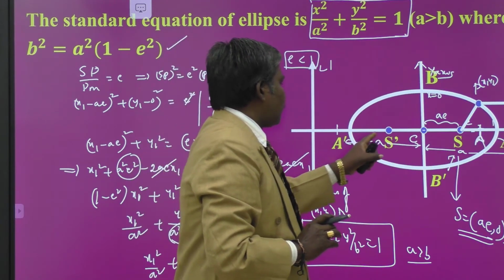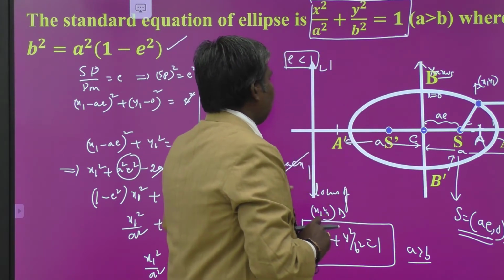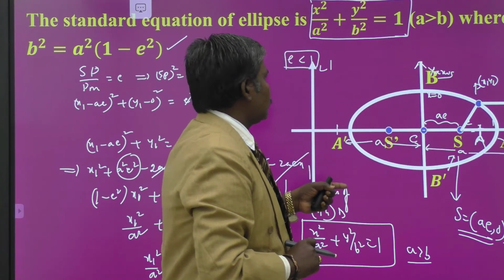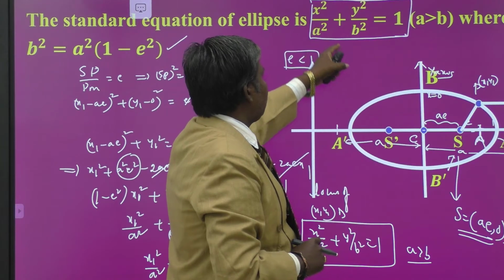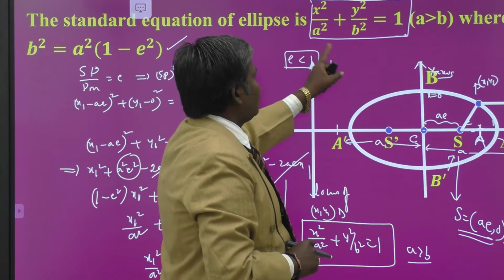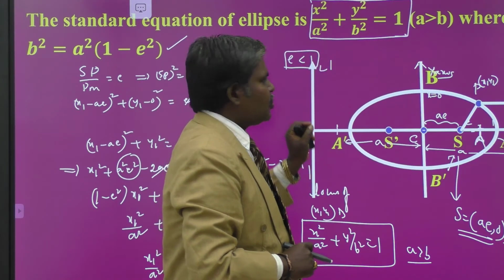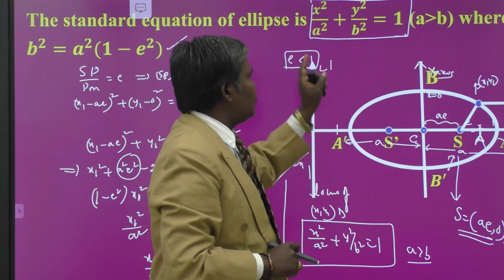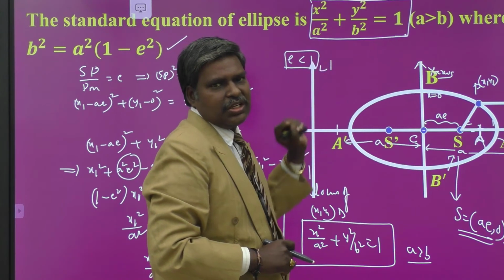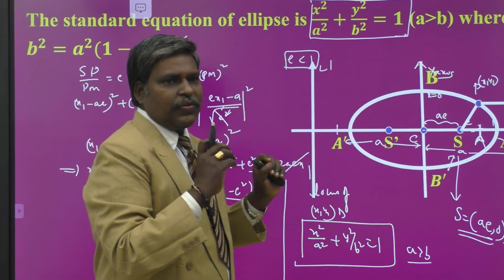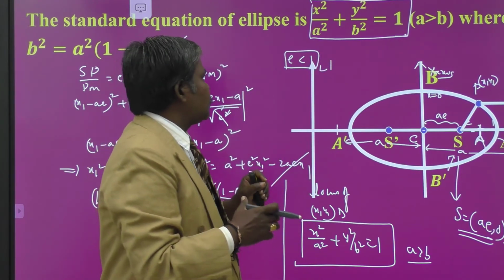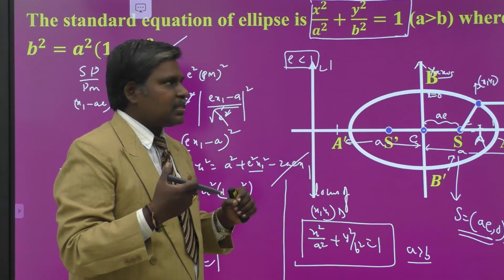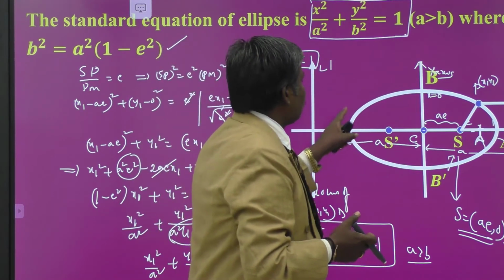So why do we obtain another focus and another directrix? The curve is symmetric about the y-axis also, because if you replace x comma y by x comma minus y, there is no change in the equation, and by minus x comma y there is no change in the equation. So if x comma y lies on the ellipse, then x comma minus y, minus x comma y, and minus x comma minus y also lie on the ellipse.